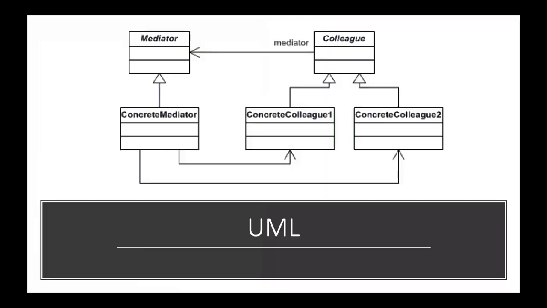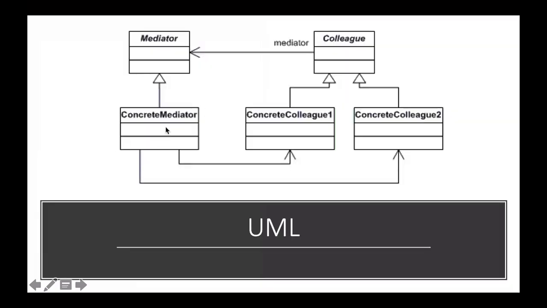That's why both our concrete colleagues need a reference to a mediator, which they will get via this colleague interface, and the mediator is the one which knows both of them. So if colleague 1 asks the mediator to send his message to colleague B, the mediator knows colleague A and colleague B both. That's why this concrete mediator has a reference to both of them: a reference to concrete colleague 1 and a reference to concrete colleague 2. So this is all the theory for the mediator design pattern.